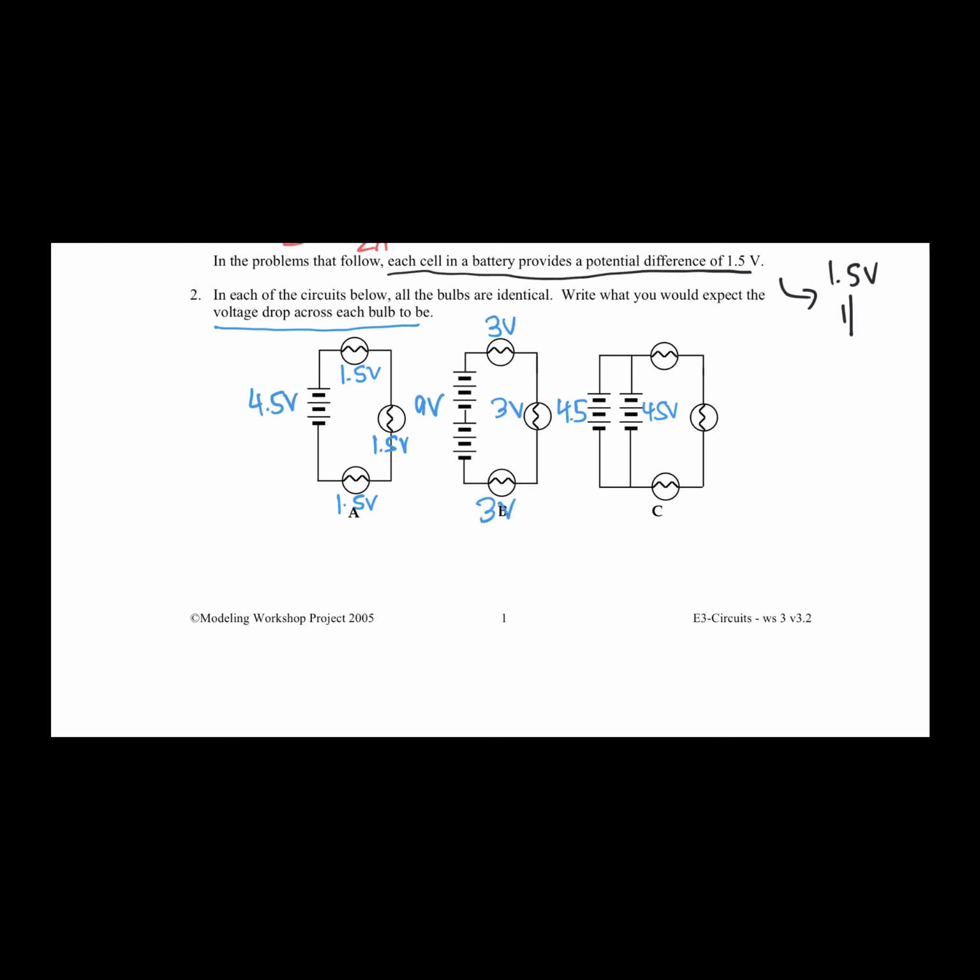And for circuit C, again, this is like the first one. I have 4.5 volts that I'm adding up. When you have 2 batteries in parallel to each other, it's like the difference between a AA battery and a D cell battery. They have the same voltage, but one can provide more current. So at higher currents, the D cell batteries are going to act a little bit better. But for our purposes, it's going to be the same as A. Each one is going to have 1.5 volts.